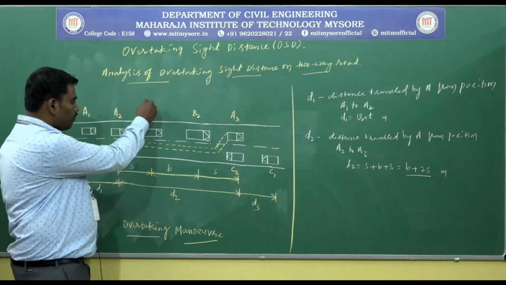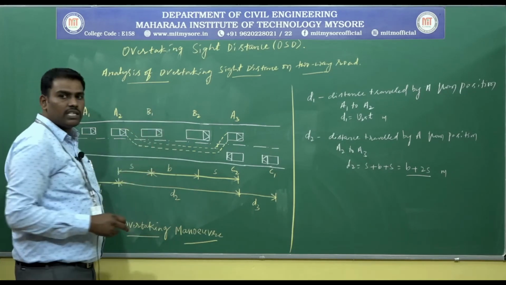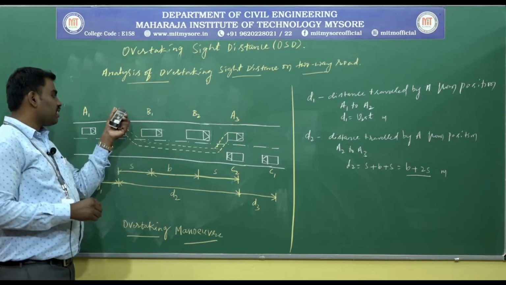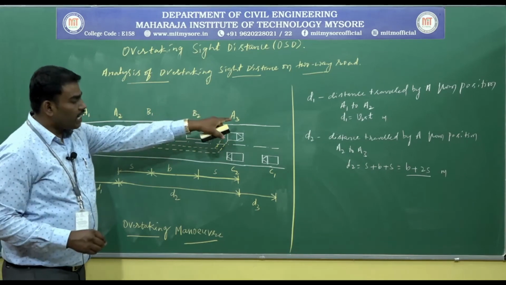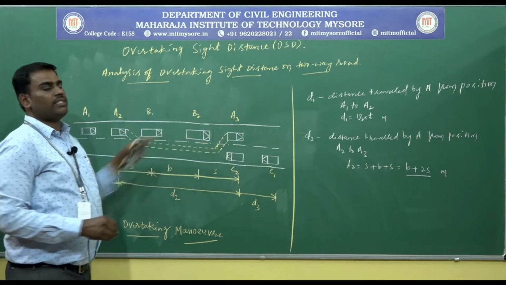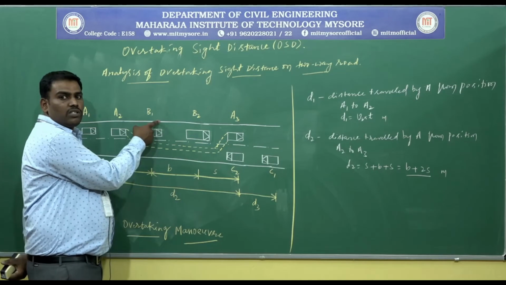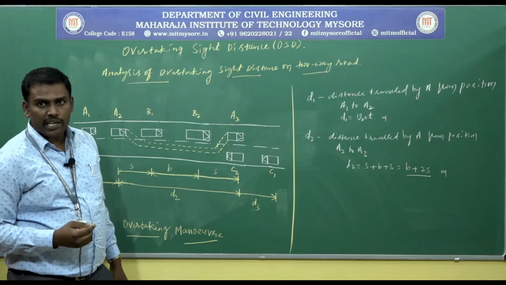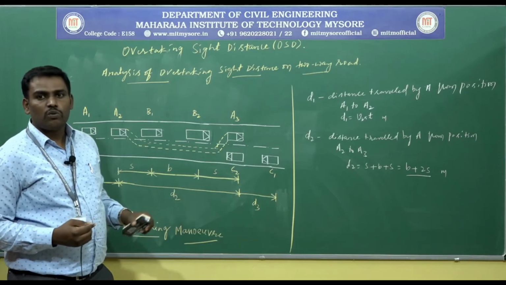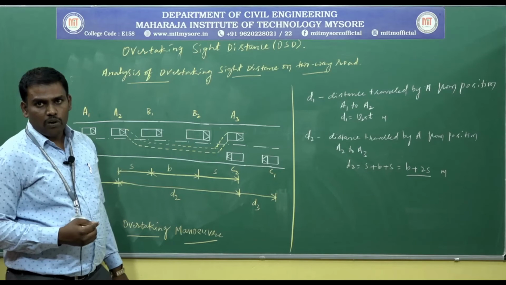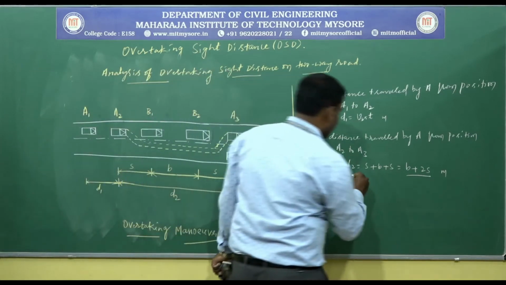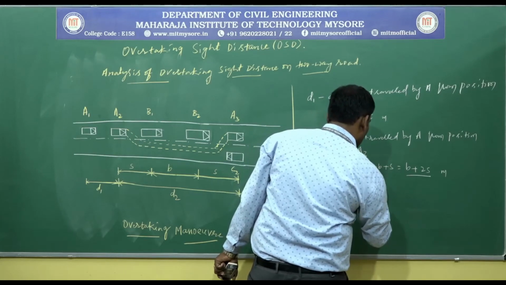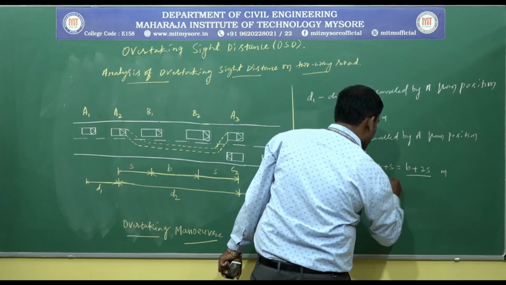The actual time taken to change the position from B1 to B2 is the overtaking time. When vehicle A changes its position from A2 to A3, during that same time the slow vehicle changes its position from B1 to B2, that is capital T seconds, the overtaking time. Then B is equal to VB into T. Therefore D2 is equal to VB into capital T plus 2S.